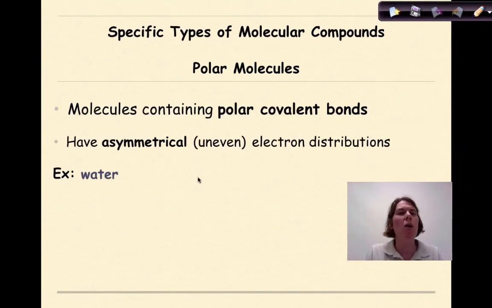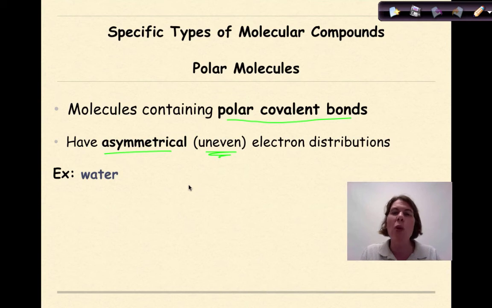All right, now let's talk about polar molecules in general. These are molecules containing polar covalent bonds and have an asymmetrical or uneven electron distribution. Now without a doubt, the one that you absolutely positively 100% need to know how to draw, work with, and determine bond polarity and molecular polarity for is water. And we know that the formula for water is H2O. Don't call it dihydrogen monoxide. Yes, that is appropriate, but most people in the chemistry world just refer to it as water.